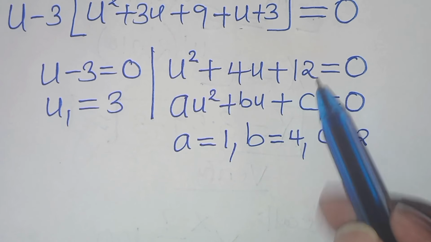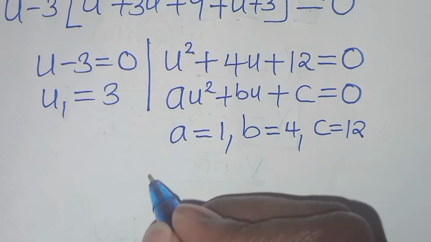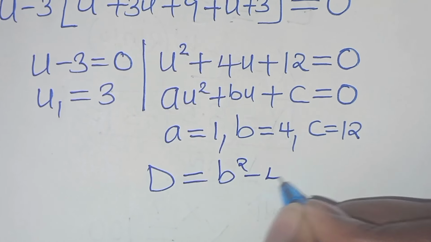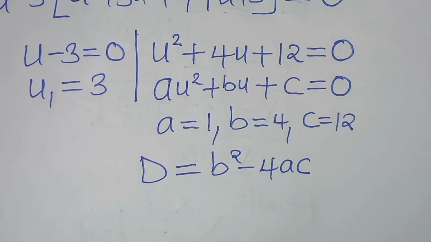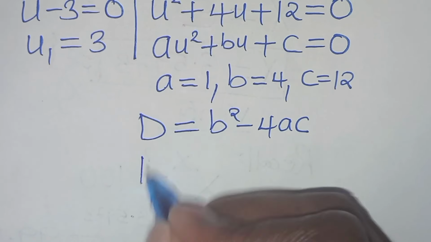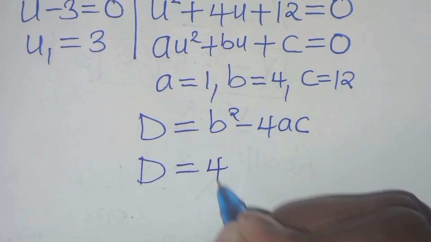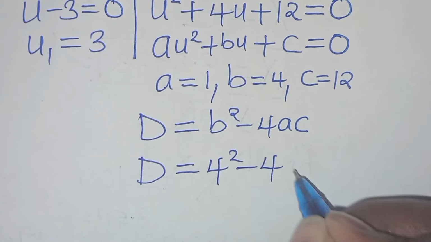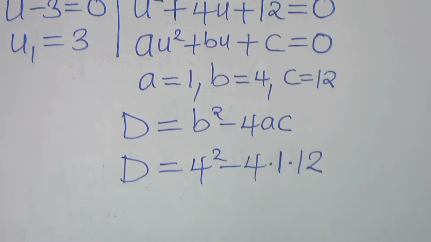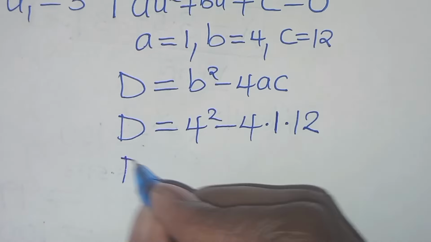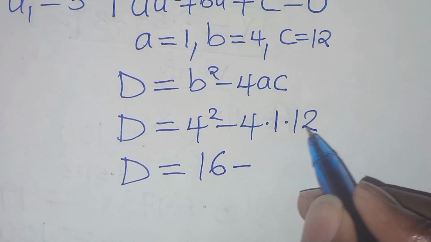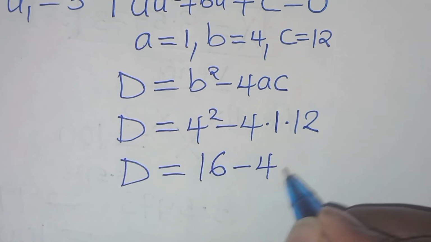And to assess the nature of this quadratic equation, we determine the discriminant value, which is equal to b squared minus 4 times a times c. So let's substitute the values of a, b, and c from here. So this is equal to 4 squared minus 4 times a, which is 1, then times c, which is equal to 12. So this implies that the discriminant value is equal to 16 minus 12 times 4, this is equal to 48.